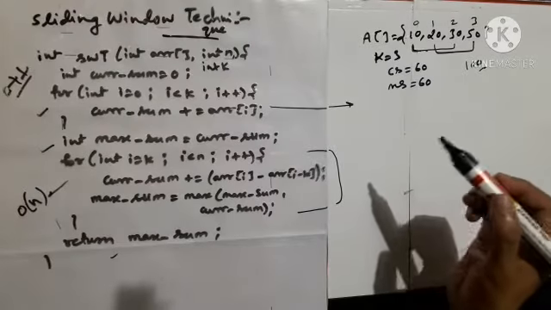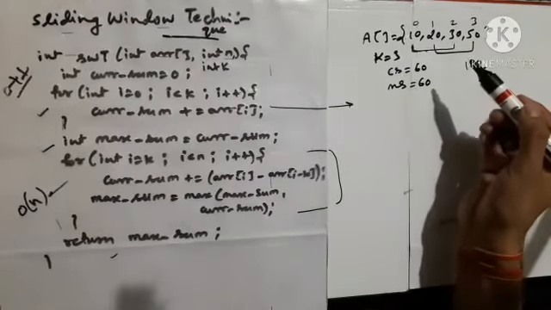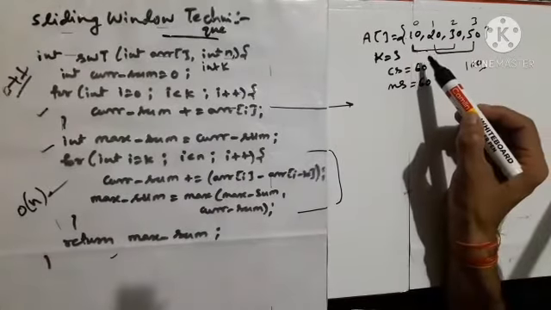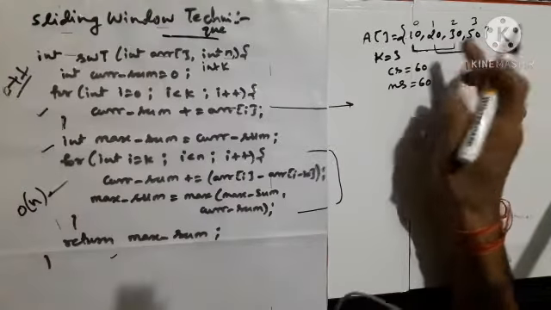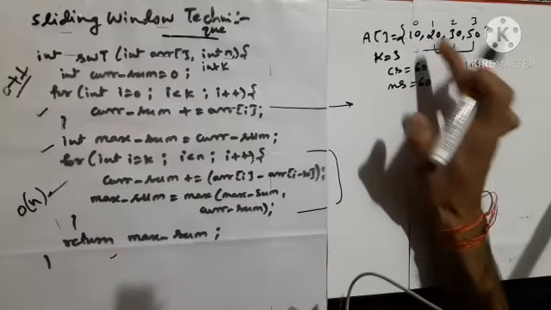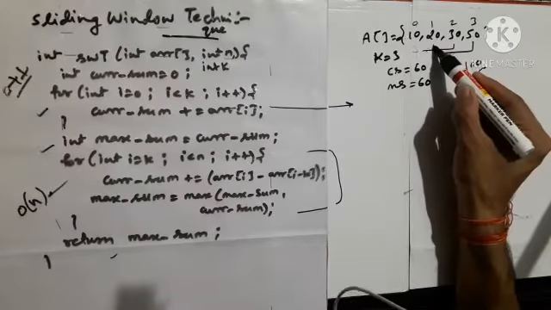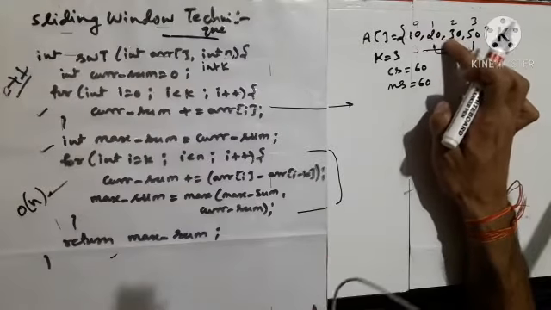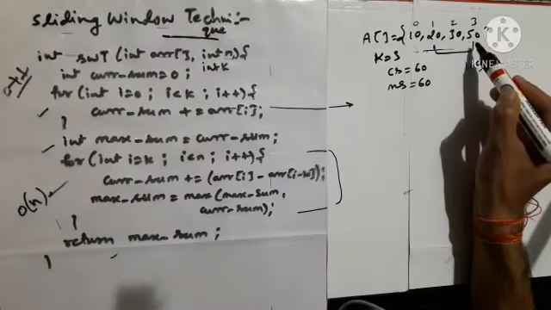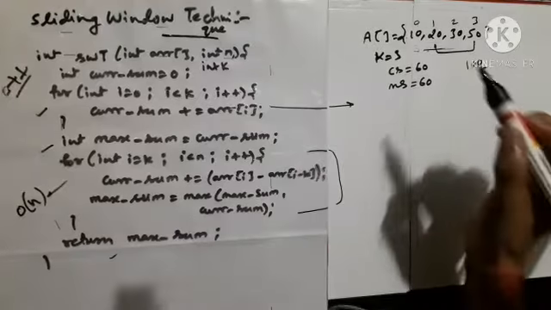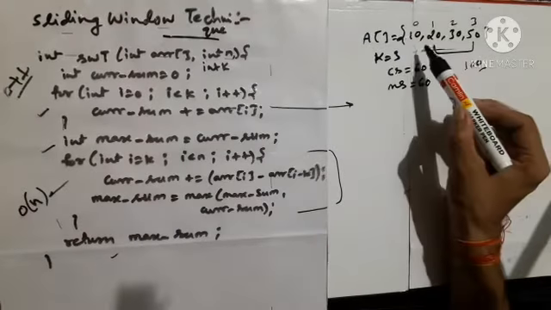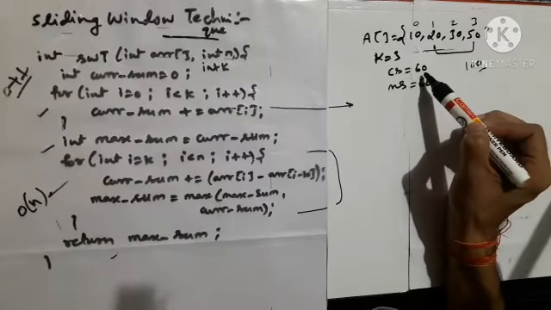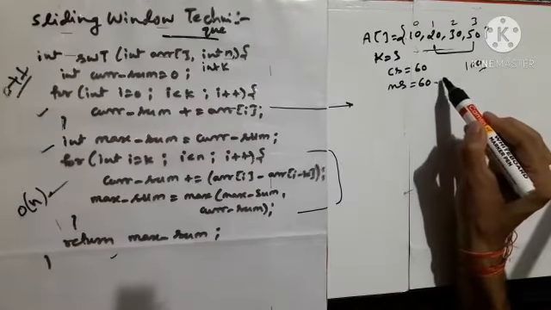Now definitely, when I construct the window the next time, I have to shift it by 1 position. From the first index I will construct it, and in spite of index 2, my window should point at the third index. So what I could do is, I have already calculated the sum of 10, 20 and 30, that is 60. What I will do, I will subtract 10.